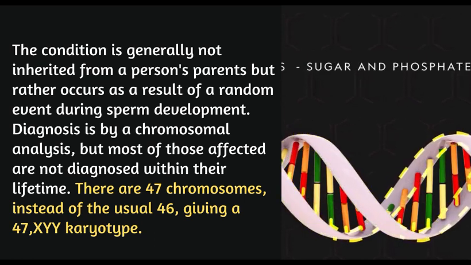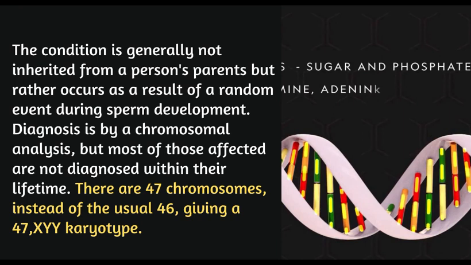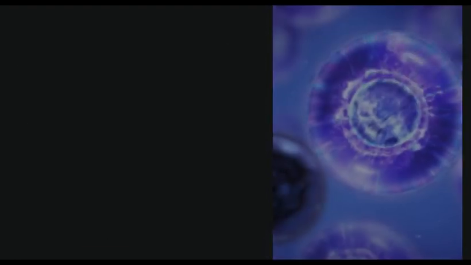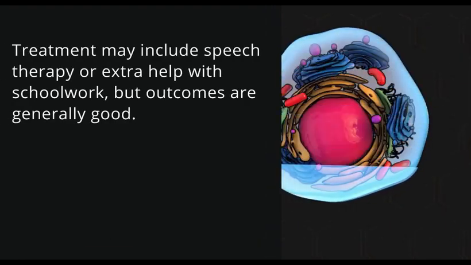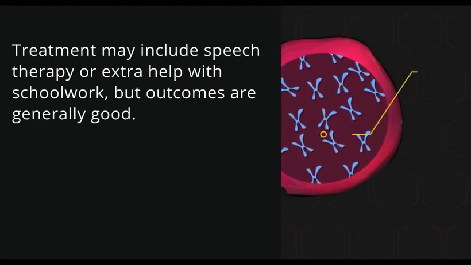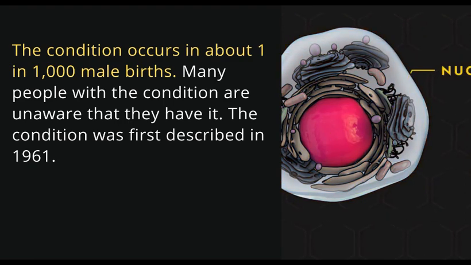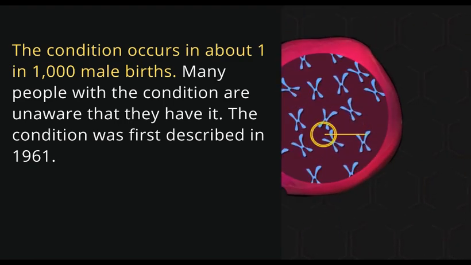There are 47 chromosomes, instead of the usual 46, giving a 47,XYY karyotype. Treatment may include speech therapy or extra help with schoolwork, but outcomes are generally good. The condition occurs in about 1 in 1,000 male births. Many people with the condition are unaware that they have it. The condition was first described in 1961.